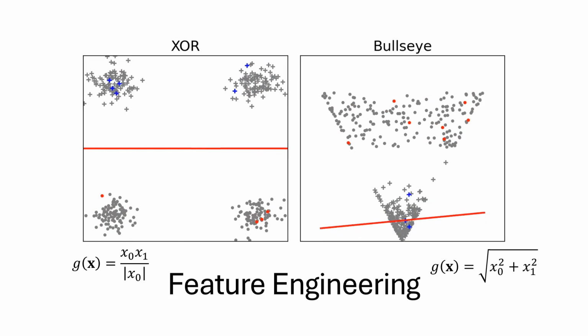Both of these problems can be trivially solved, however, using a technique called feature engineering. A human expert looking at these problems can design a feature which makes the problem linearly separable. In the case of the XOR problem on the left, we simply multiply the x and y coordinates together. For the bullseye, we use the radius. Feature engineering is great. Don't let anyone tell you differently.